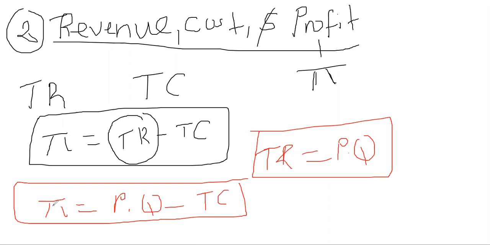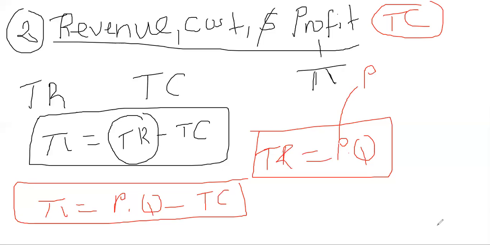So at the end of the day, most of the questions that you will be dealing with when it comes to the application of quadratic equations in revenue, cost, and profit, they will give you the total cost function normally, but they will not give you the total revenue function. So to find the total revenue function, you will just take the price and multiply it by the quantity. The price will be given to you.